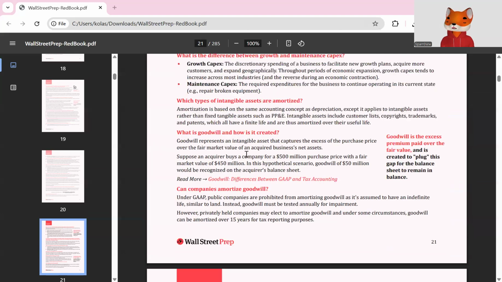So, what is goodwill and how is it created? Goodwill represents an intangible asset that captures the excess of purchase price over fair market value of an acquired business's net assets. Suppose an acquirer buys a company for a 500 million purchase price with a fair market value of 450 million. In this hypothetical scenario, a goodwill of 50 million would be recognized on the acquirer's balance sheet. Or we can say goodwill is the excess premium paid over the fair value and is created to plug this gap for the balance sheet to remain in balance.